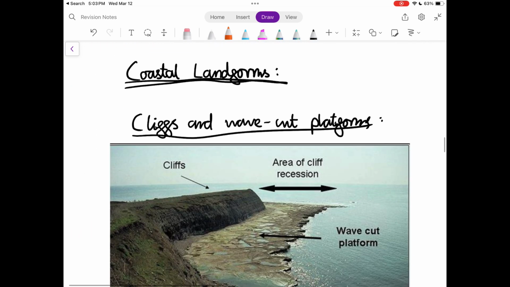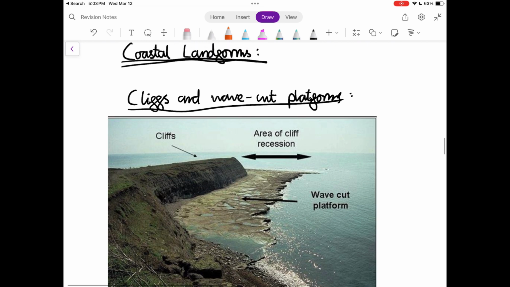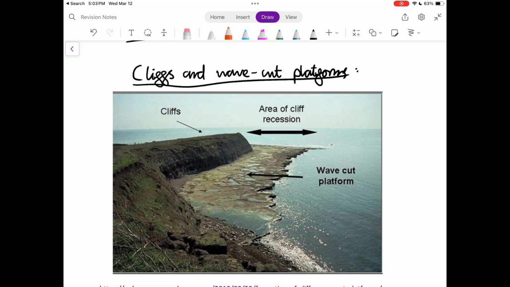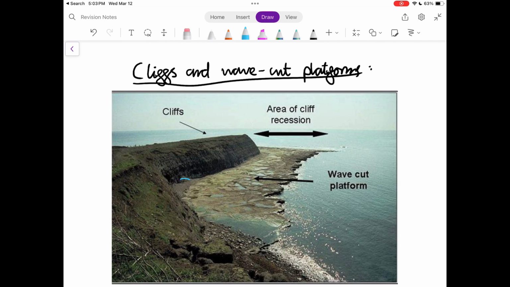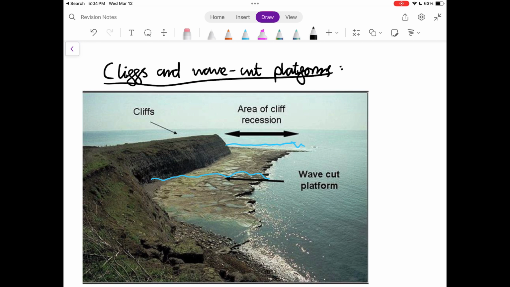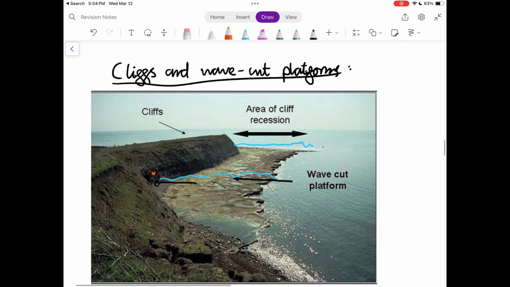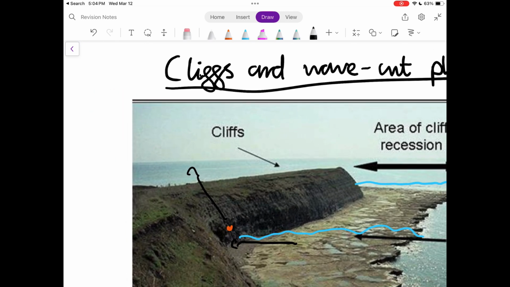Okay, so now we're going to be looking at more coastal landforms, and we're first going to look at cliffs and wave-cut platforms. So this image is shown when the sea is at low tide, so hence why you can see the wave-cut platform. But when the sea is at high tide, so I'll just draw an image here. When the sea is like around this height maybe, it'll come into contact with the cliff side here. So the waves will collide with the cliff at what is known as the nick point. So the nick point is the point at which the waves come into contact with the cliff.